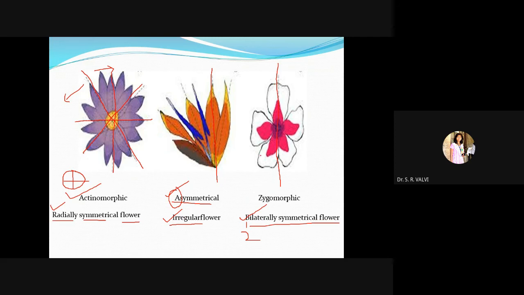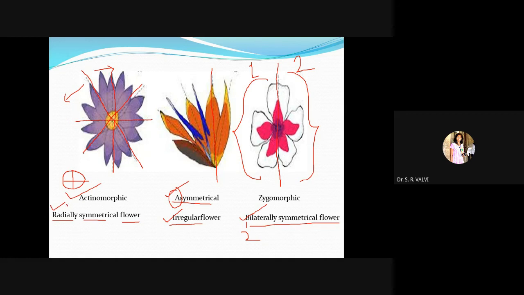That is called as what? Zygomorphic flower, right? So here they are called as bilaterally. Here you can see this portion and this portion. You are getting only two parts of the flower, which are laterally placed, right? And hence the term is bilaterally symmetrical flower.